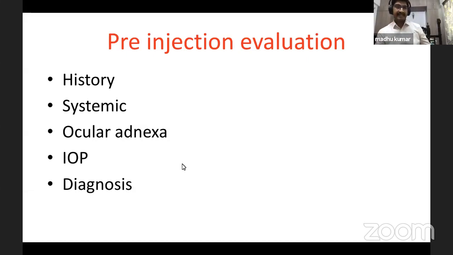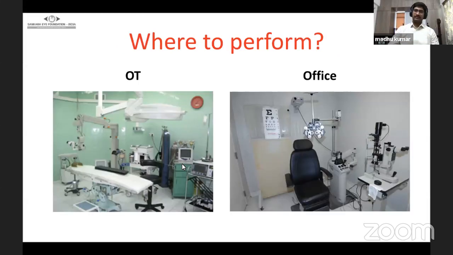And the other thing is the diagnosis. We need to have a complete diagnosis so that we know what stage that eye is in and what treatment we need to give. For example, whether the patient needs a loading dosage followed by PRN or a treat and extend. Accordingly, we can treat once we have a complete diagnosis.